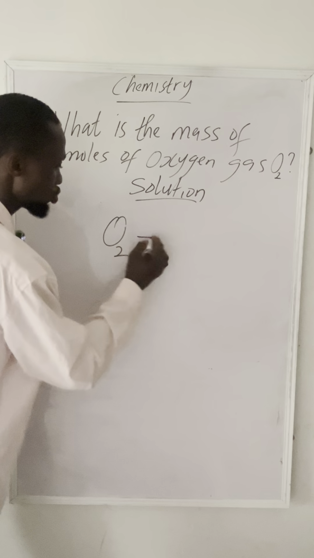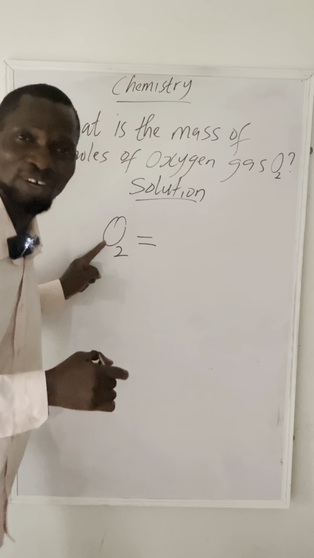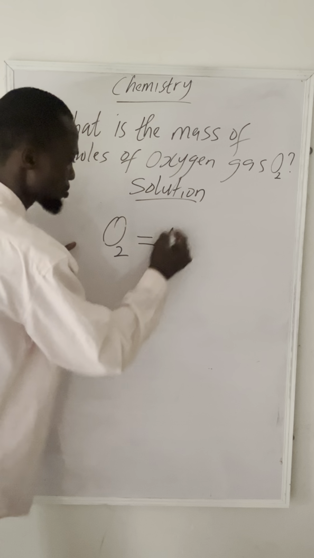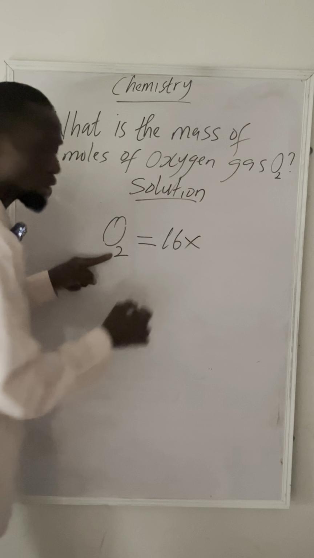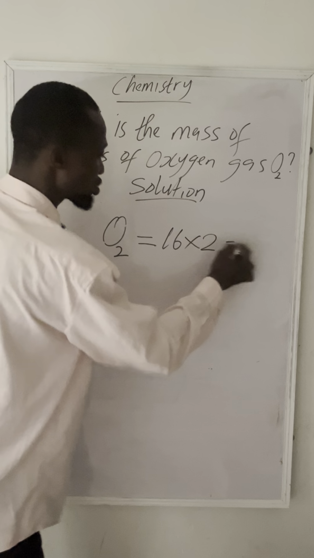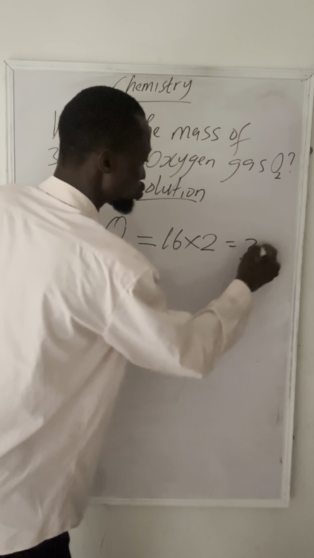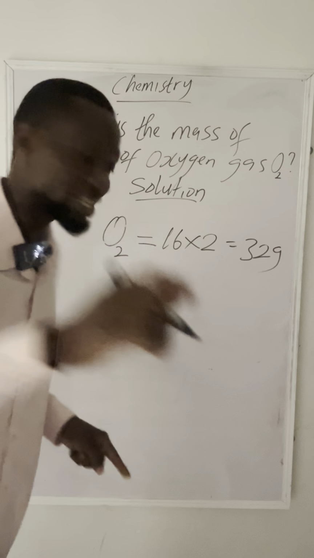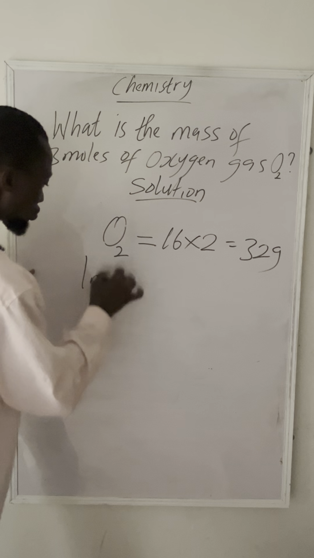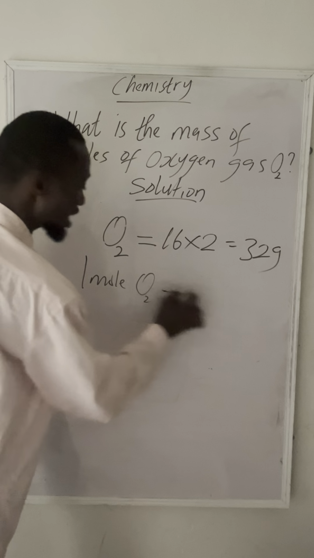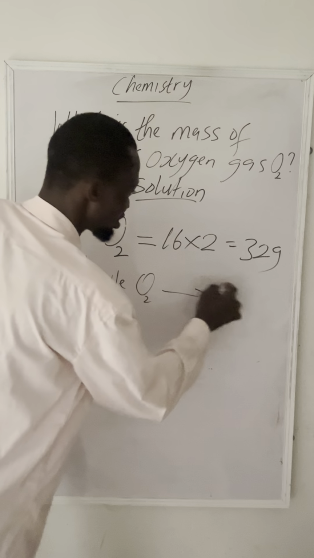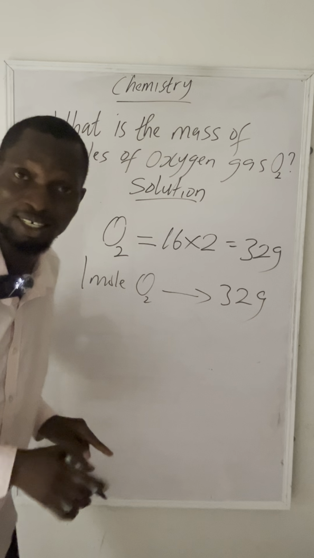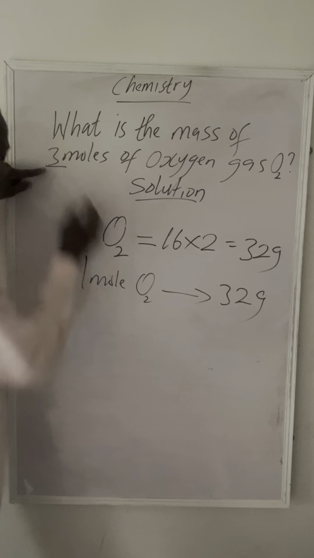Then what is the mass of that 1 mole of oxygen gas? So we find the mass. Relative atomic mass of oxygen is 16. Because of these 2, I will say times what? Times 2. That is going to give me 16 times 2, that's 32 what? Grams. So it means that 1 mole of oxygen gas has how many grams? 32 grams, right?